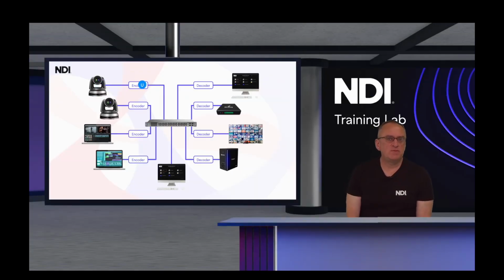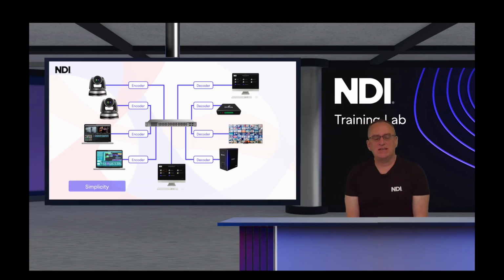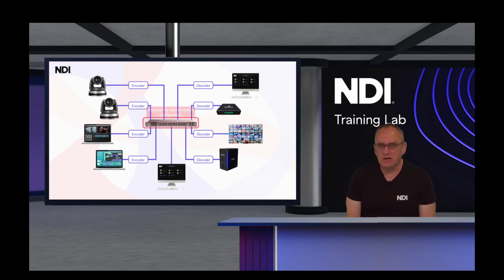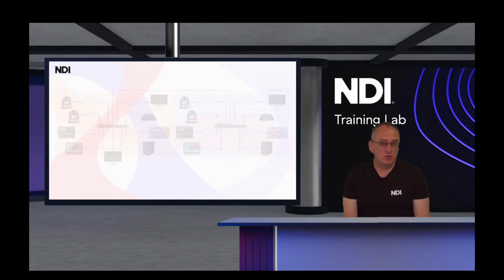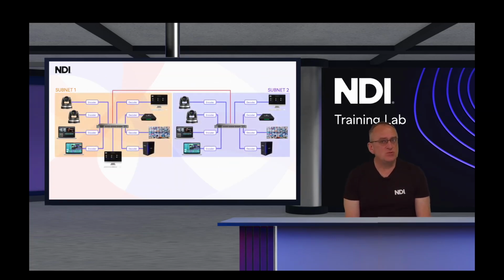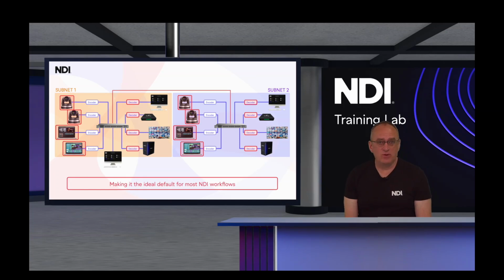Unicast offers significant advantage in terms of network simplicity and compatibility. It requires no special switch configuration. It works reliably across subnets and ensures that each receiver establishes a direct point-to-point connection with the sender, making it the ideal default for most NDI workflows.